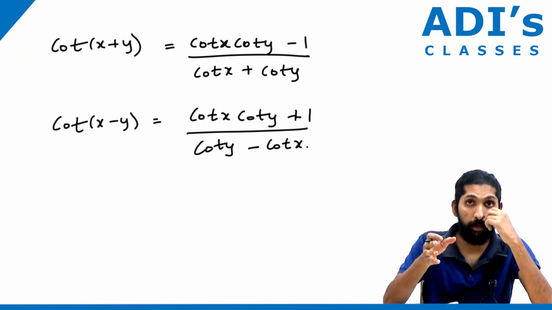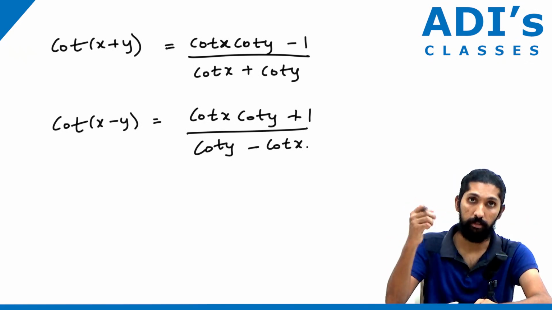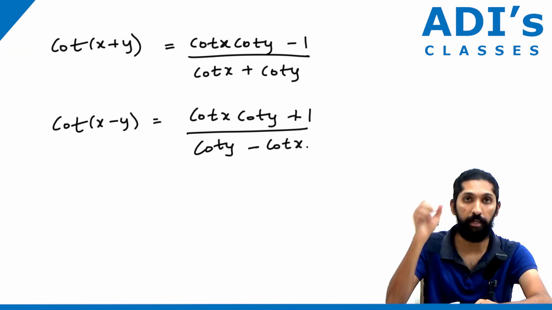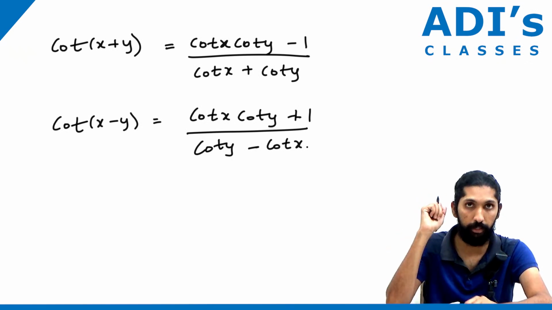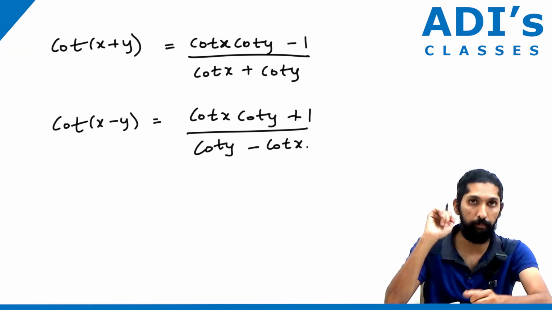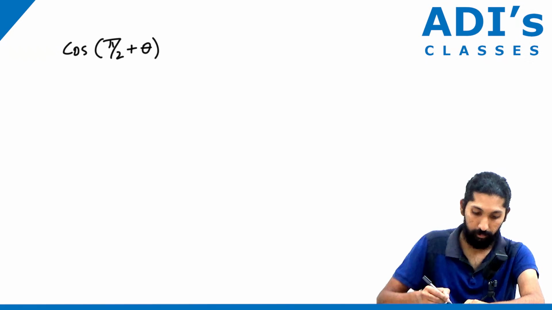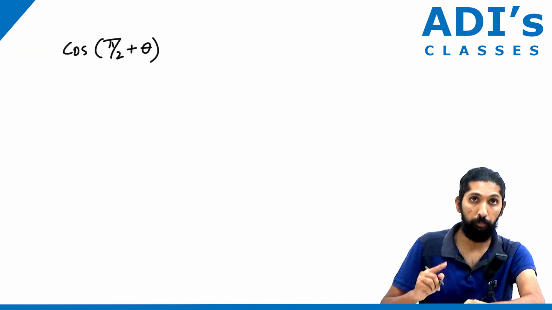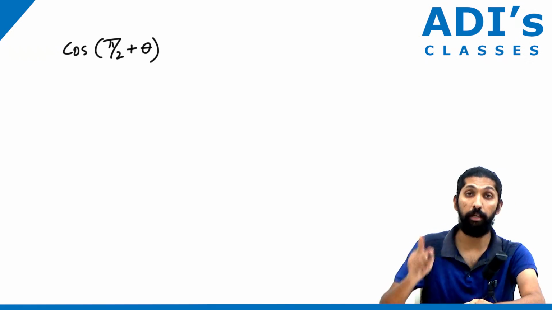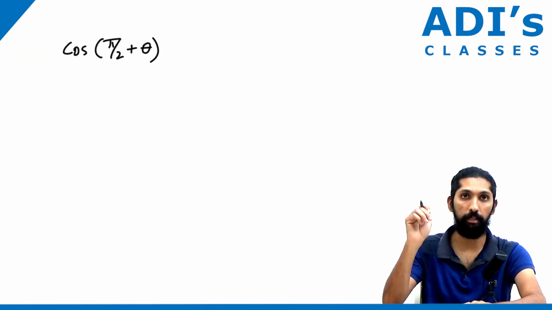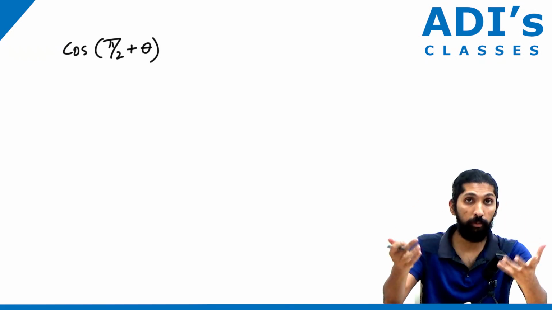Now I'll show you a couple of examples based on allied angles. Say for example, we are doing sine of 270 plus theta. What are we going to get? Something like this. Few examples will do. Say you have, let's say, cos of pi by 2 plus theta. Now cos of pi by 2 plus theta comes in the second quadrant. In the second quadrant cosine is negative. We know it's going to be minus sine theta. But let's apply the formula and try to do it.